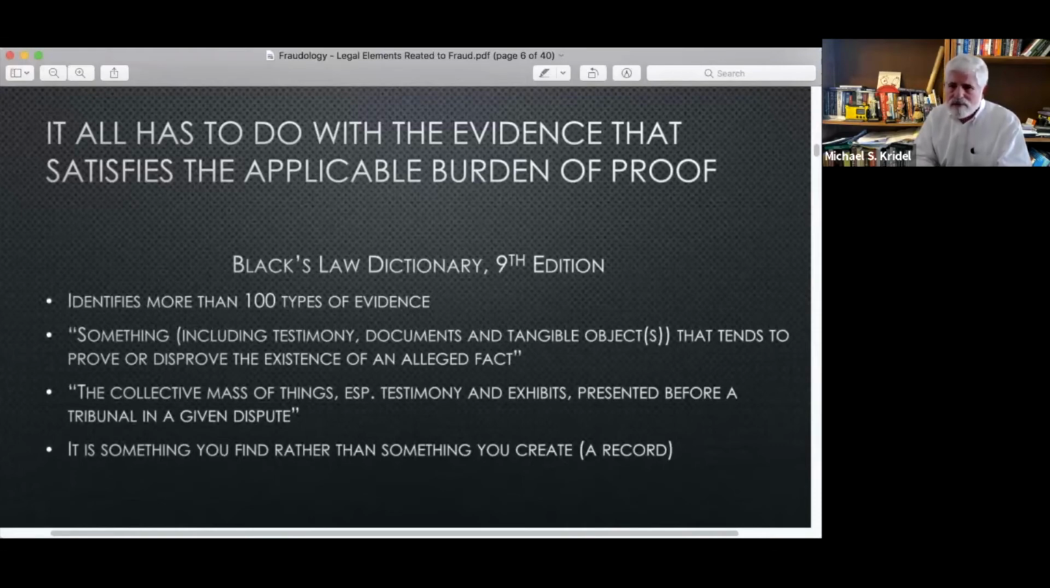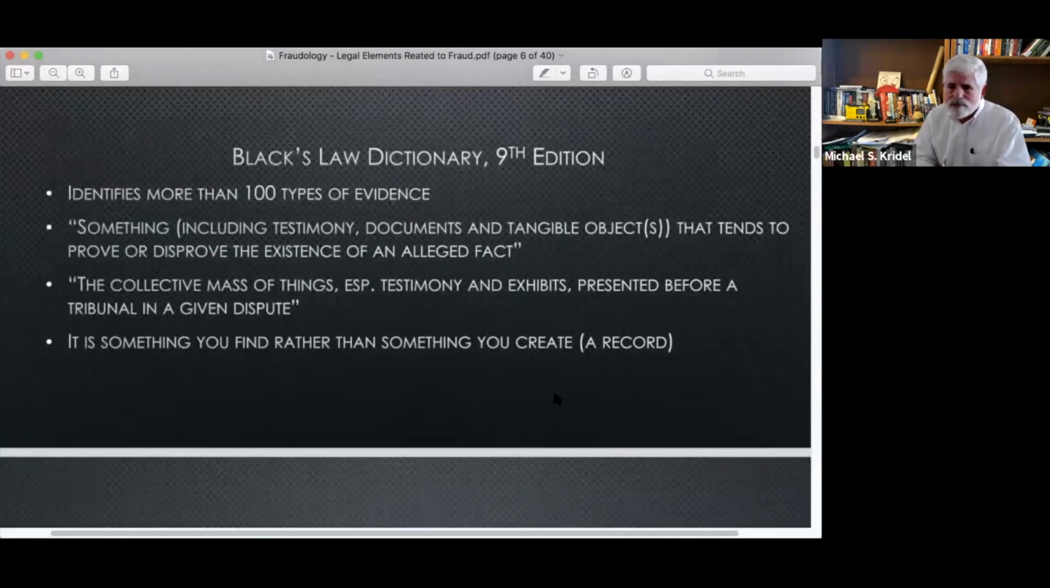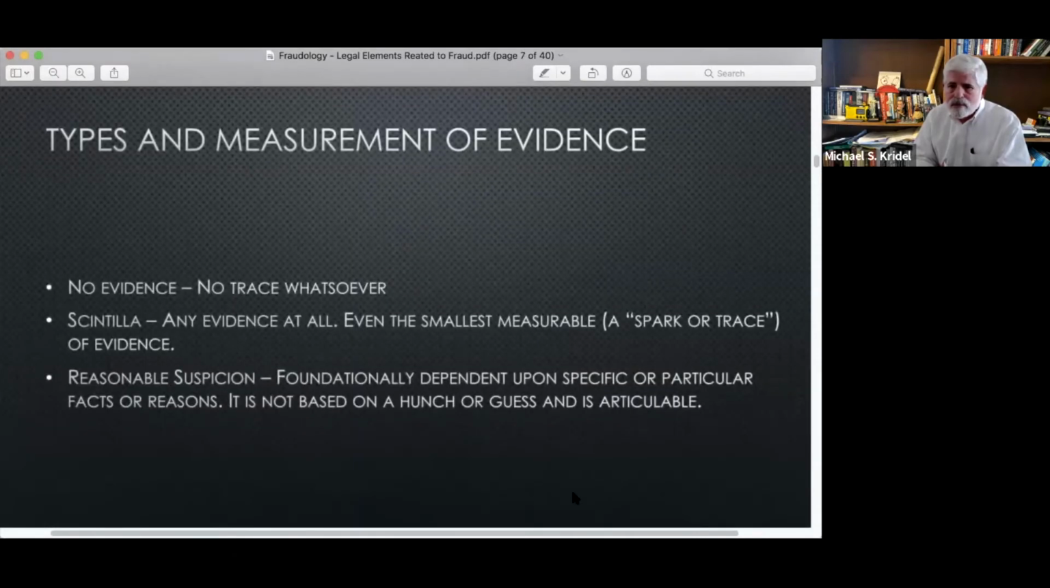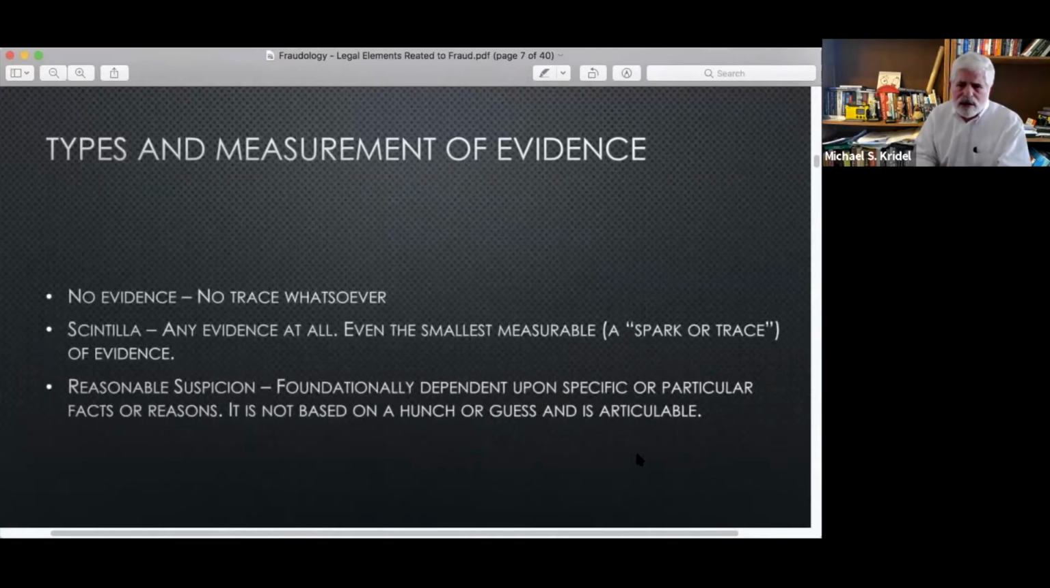Next page. Okay, is this the next page or was there one before? This is the next one.